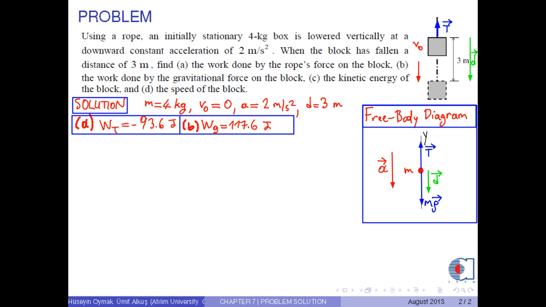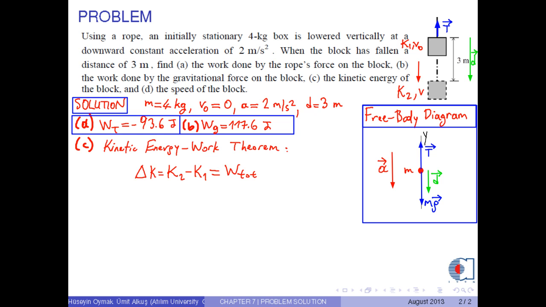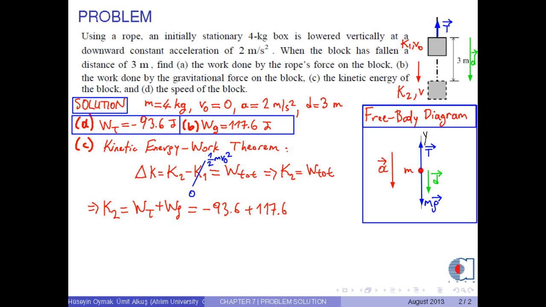C. Find the kinetic energy of the block. Here we utilize the kinetic energy work theorem, that is, delta K equals K2 minus K1 equals total work, where K1 is the initial kinetic energy and K2 is the final kinetic energy. Since the initial speed is 0, the initial kinetic energy is 0. Therefore, the final kinetic energy is equal to the total work. Since the total work is the sum of the works done by each force, with the numerical values, we obtain the kinetic energy of the block when the block has fallen a distance of 3 meters as 24 joules.